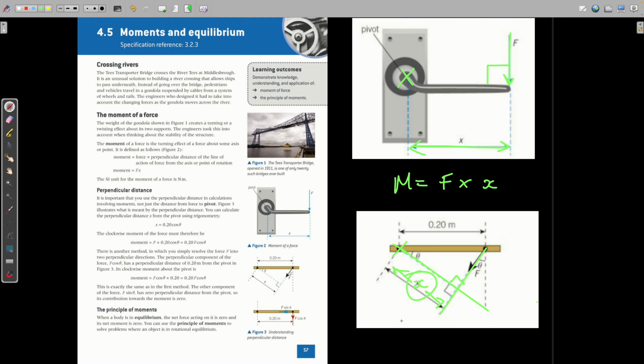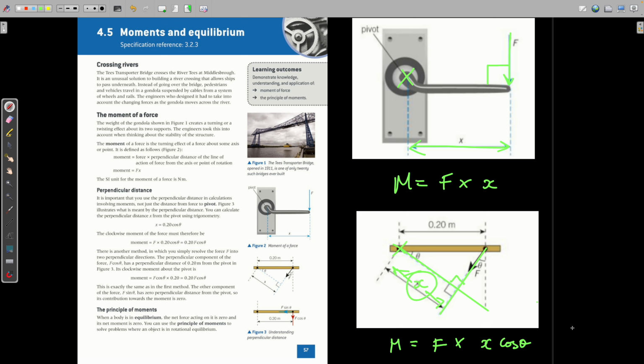So a lot of these questions will use trigonometry. It'll either be cos or sine. So it might be like, say, moment is the force times x cos theta, or it might be sine theta. It just depends on the setup of the question. But we'll go through examples of each one.